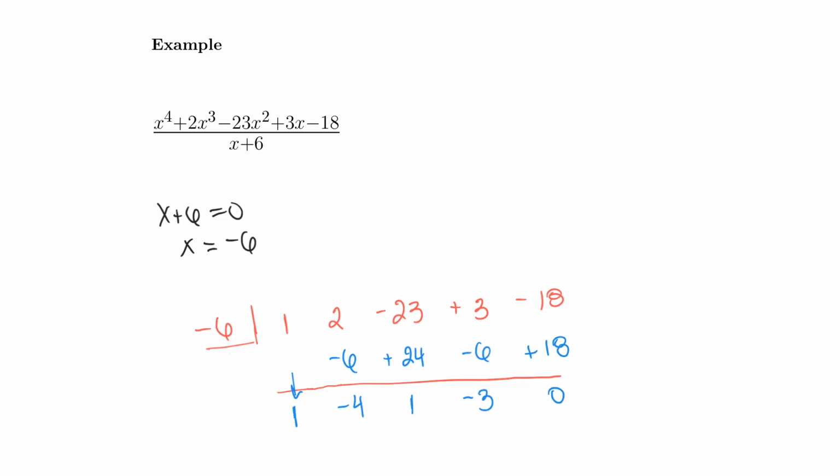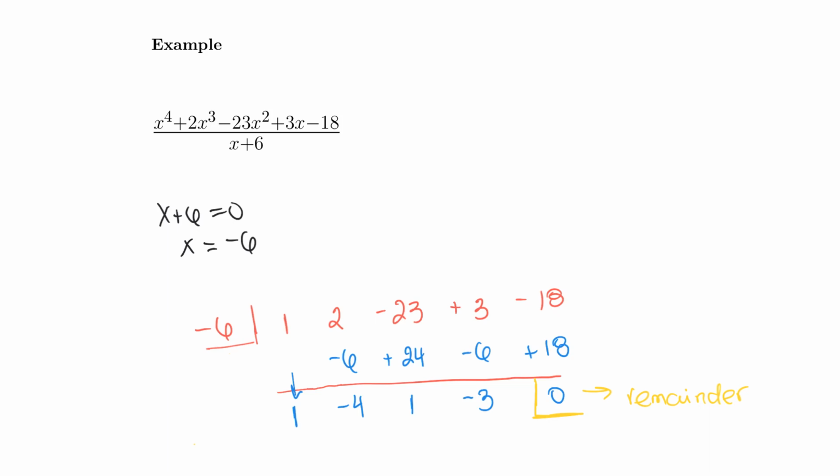So this number right here, we call it the remainder. When the remainder is 0, which is this case, it means that minus 6, this number right here, is a root of the polynomial at the top. Again, when the remainder is 0, it means that this minus 6 is also a root of the polynomial at the top. How do we check if this is true?